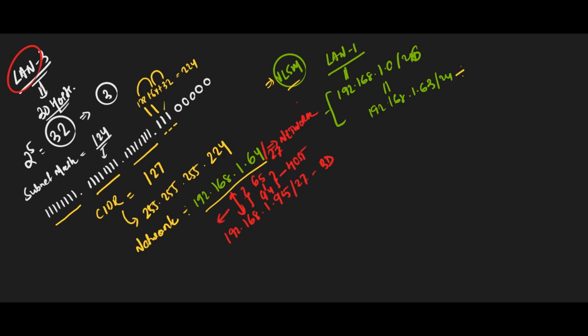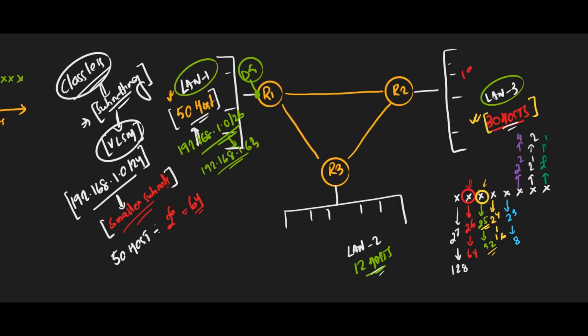And one IP from this range, you can give it to your default gateway. Any IP, you can assign it to your default gateway. Which is your default gateway? Default gateway is your interface, which is connected to the router, which is facing the LAN side of it. So now 192.168.1.64/27 will be assigned to LAN 3.